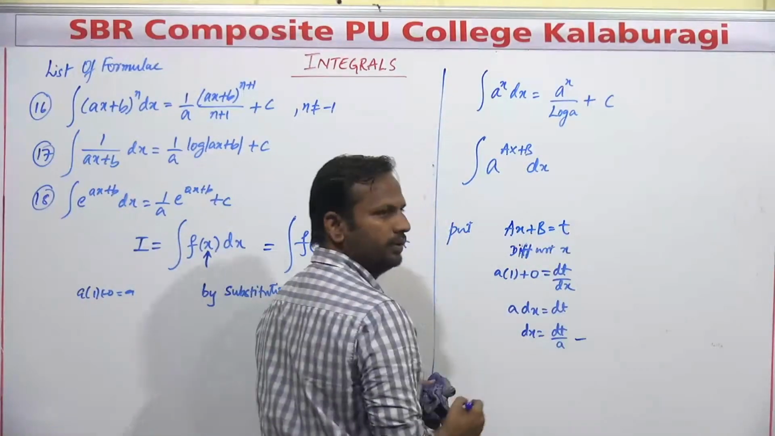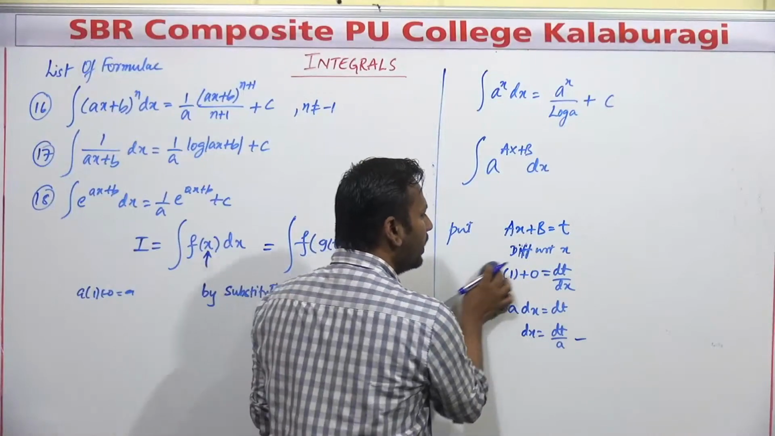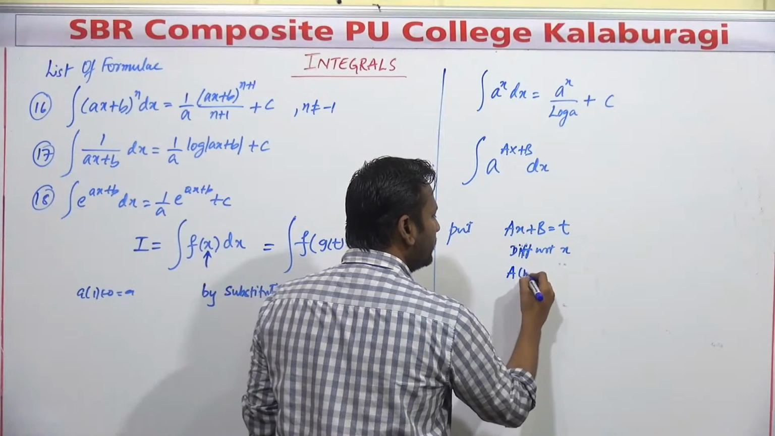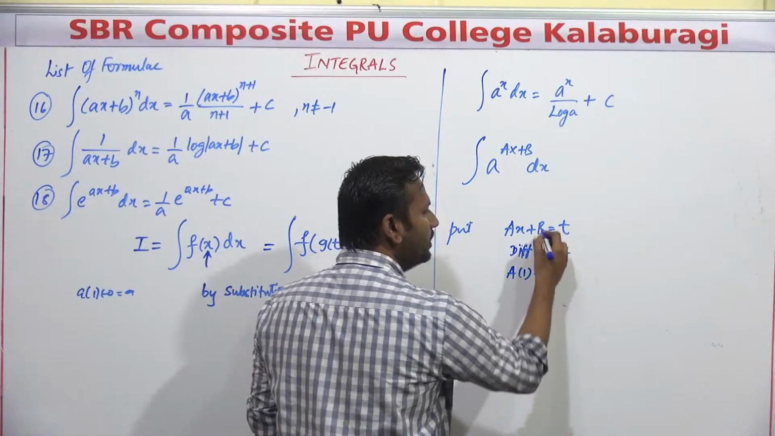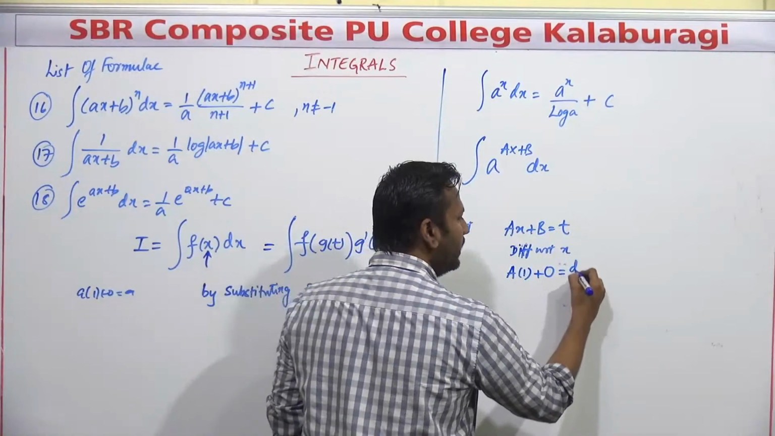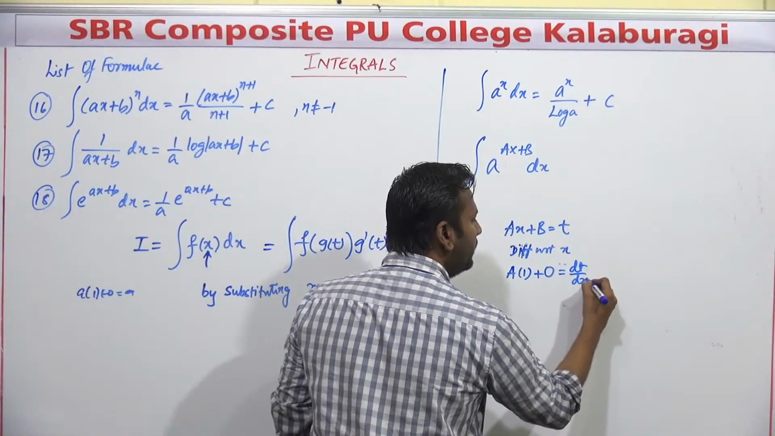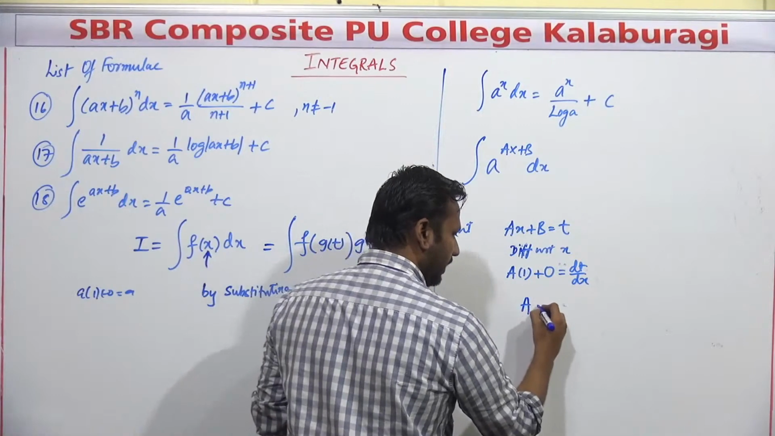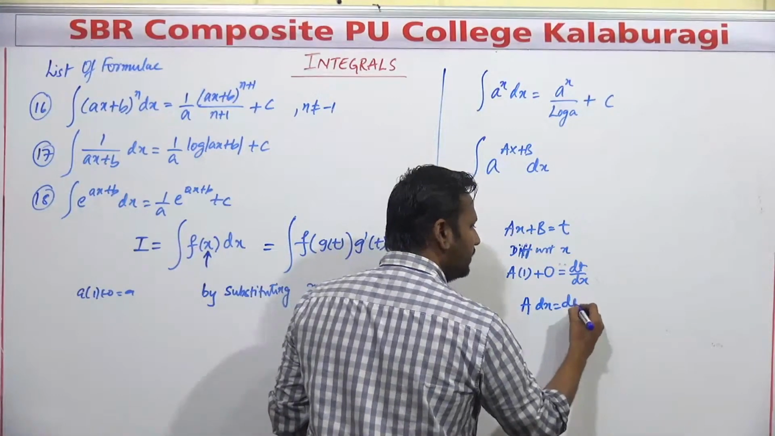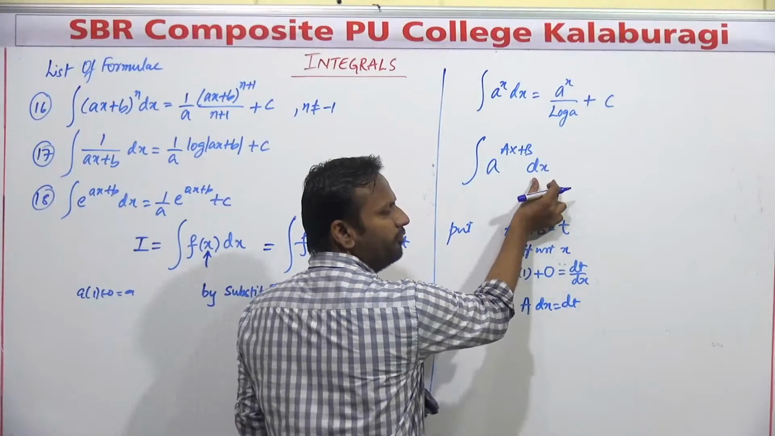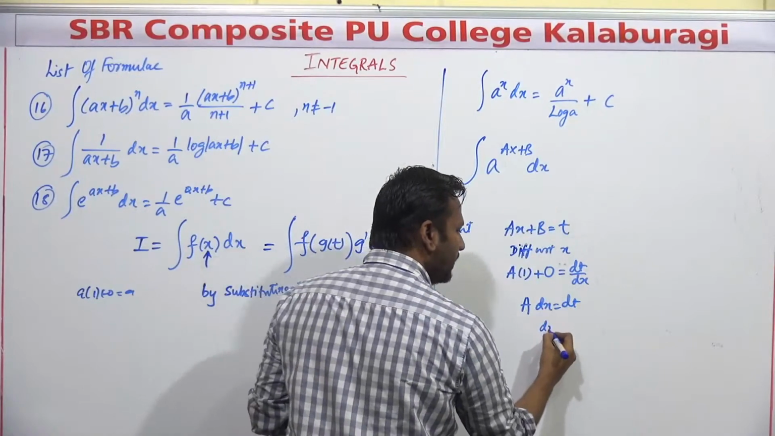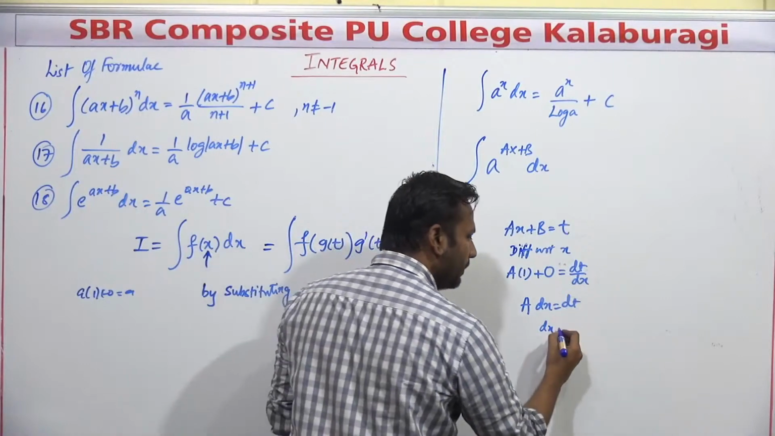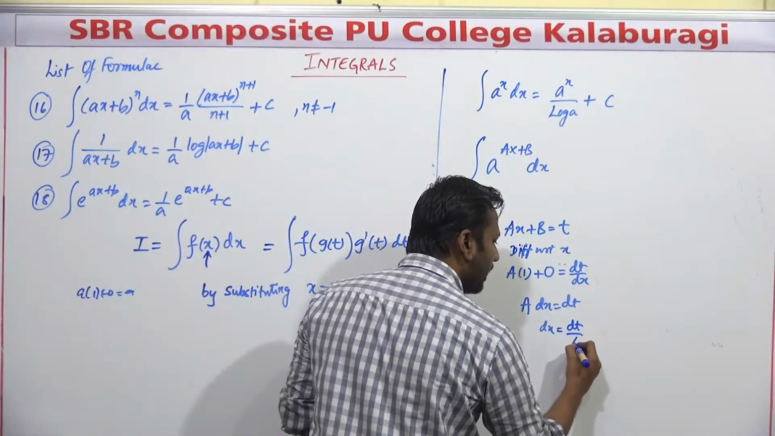as small t here. Differentiate with respect to x. What happens now? ax with respect to x is 1, b is constant so its derivative is 0, and t with respect to x is dt by dx. A into 1 is a, and cross multiplying, a into dx is equal to dt. Now I require the replacement of dx. So send all the constants to the right-hand side: dx equals dt by capital A.